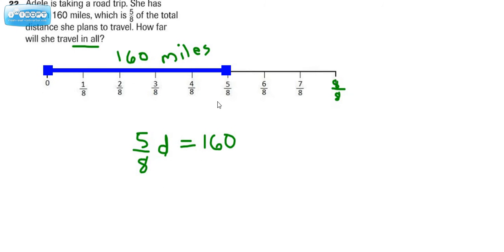Now, if we're going to solve this equation, this means 5/8 times some number that we don't know equals 160. What's the opposite of multiplying a variable by 5/8? Well, it's to divide by 5/8. What's the same as dividing by 5/8? Multiplying by the reciprocal. So that would look like this, times 8/5. So that's what we're going to do.